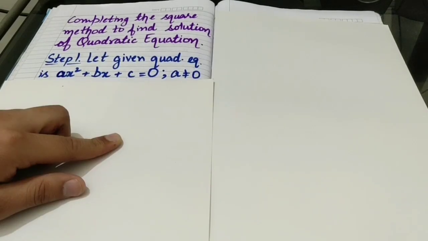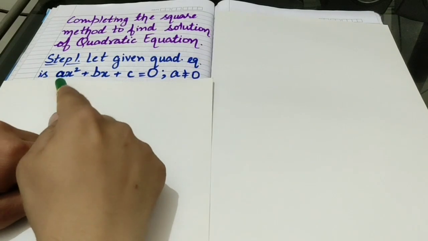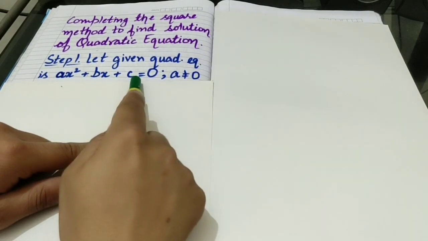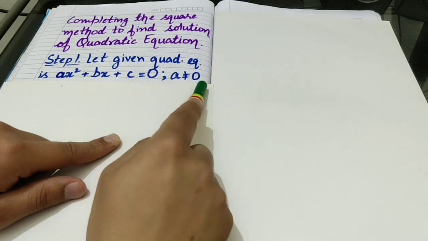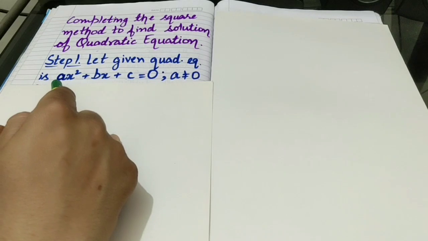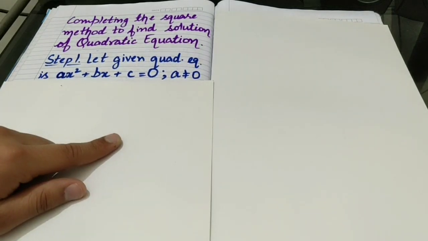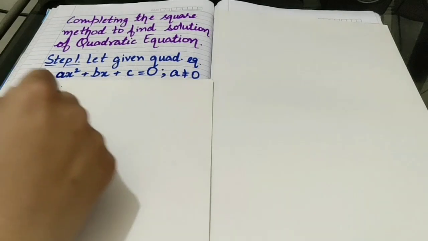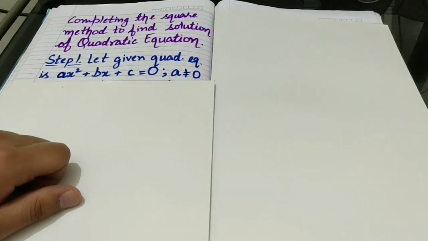Writing the equation in standard form means the quadratic polynomial which is on the left hand side should be written in standard form. That is, the term with the highest degree should be written first, followed by the terms with lower degrees. So let us suppose that the given quadratic equation is ax square plus bx plus c equals 0, where the leading coefficient is not equal to 0, meaning the coefficient of x square, a, should never be 0. Since this equation is already in standard form, we move to the next step.